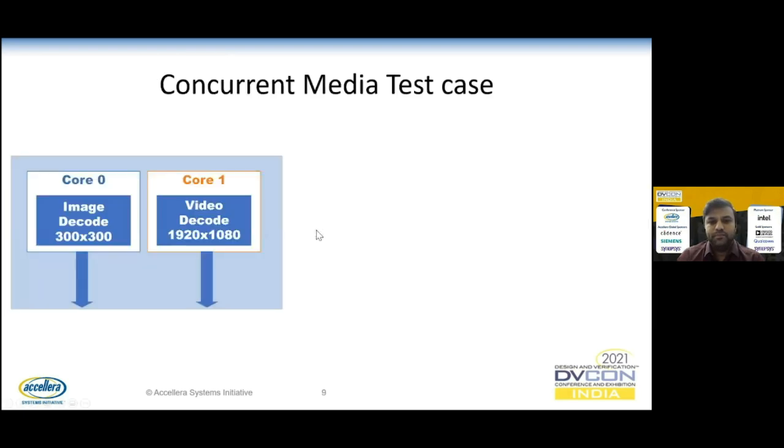Going on now, when we do a performance validation, we don't concentrate only on a single master transfer. As I was explaining, we do have multiple master scenarios where we must validate performance. As you can see here, we have two cores trying to perform a JPEG decode and a video decode. Assuming core 0 tries to decode an image of resolution 300 × 300 and core 1 tries to decode the video, in this concurrent scenario both will try to stress the system while transferring the data.